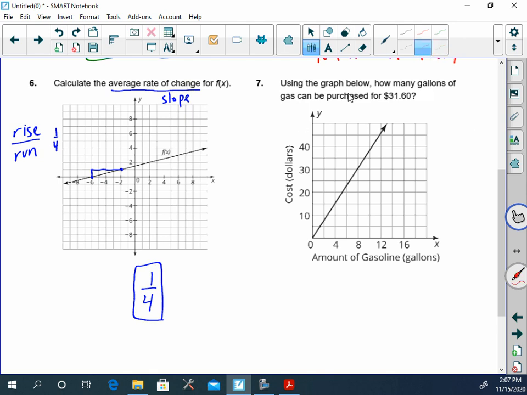Then this says, using the graph below, how many gallons of gas can be purchased for $31.60? So $31.60 is, this would be 35. So 31.60 would be right about here. And if we follow that over, it looks like it's about 8. So it'd be 8 gallons. So we'll just say about 8 gallons.